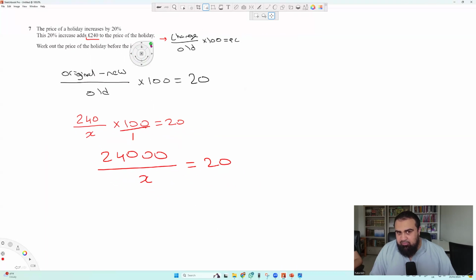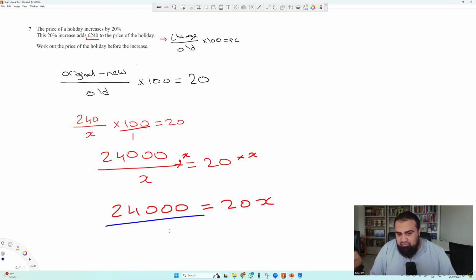Does everybody get that? So I've just done 240 times 100. Then I'm going to times both sides by X, which is going to give me 24,000. Sorry, I do apologize, 24,000 is equal to 20X. Then I divide both sides by 20. So these 20s cross out, and I've got 2,400 divided by 2. So if I'm not wrong here, the answer should be 1,200 pounds.